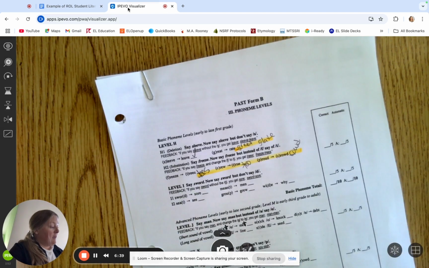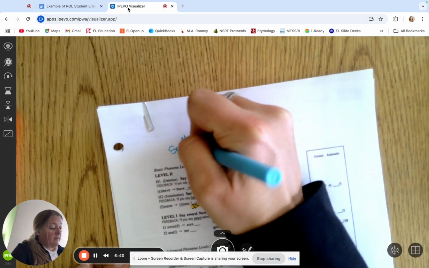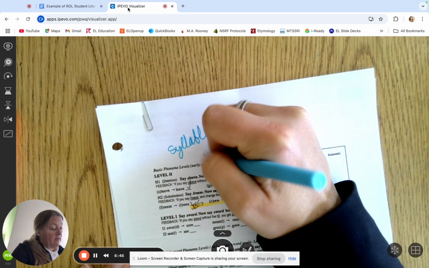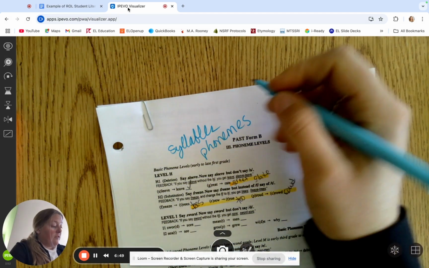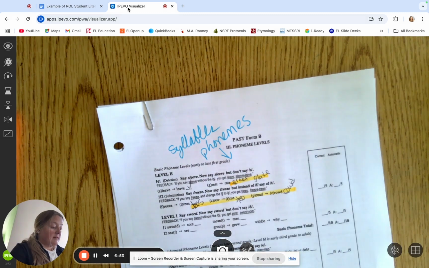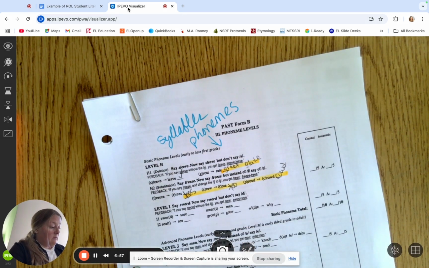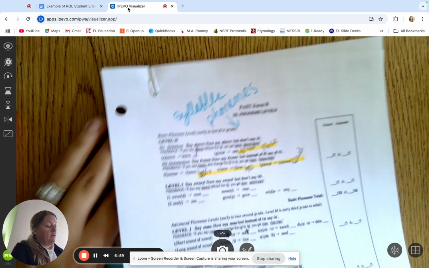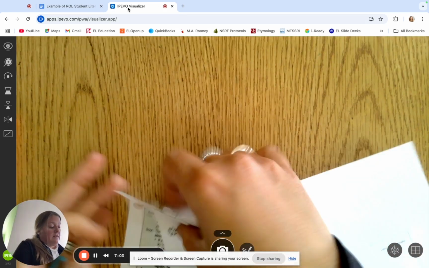So what I'm seeing is this student needs help with syllables and with phonemes. And we know that when we're working on phonemes with students that we want them to be able to blend and segment. So that's going to take up a lot of the work that I do with the student. This final assessment here.